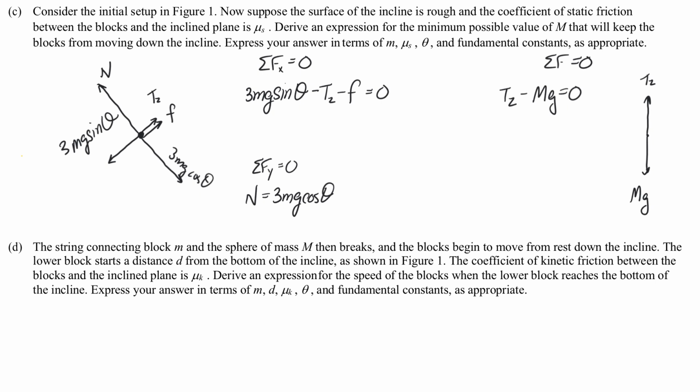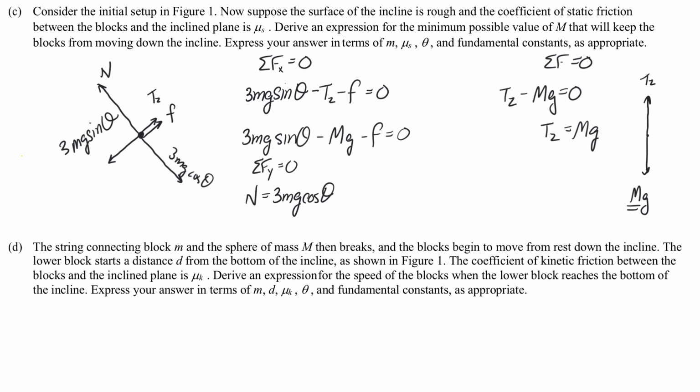We are trying to figure out how big this block's mass can be, so we need to find a way to work this together. We could do an immediate substitution, right? Because the net force equals 0, we know right away that T2 equals Mg. So 3mg sine theta minus big Mg minus friction equals 0.